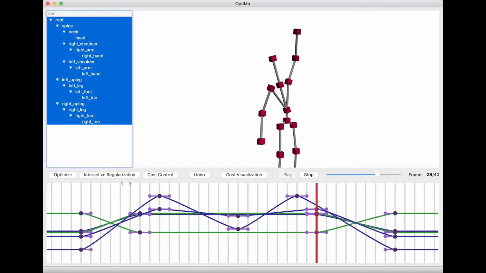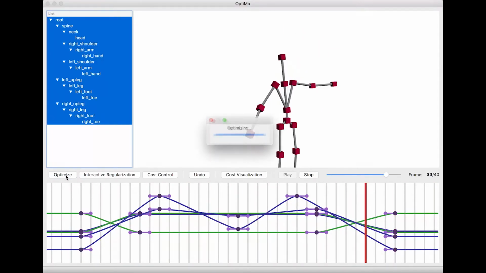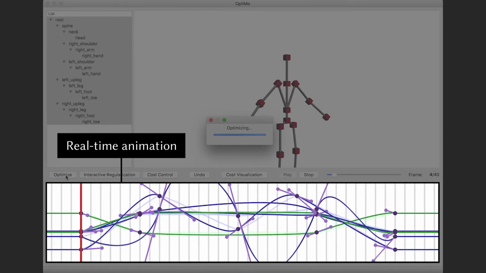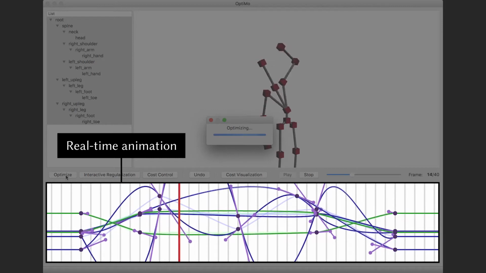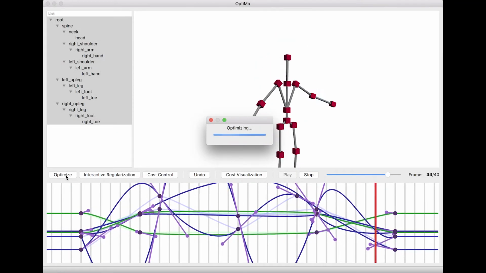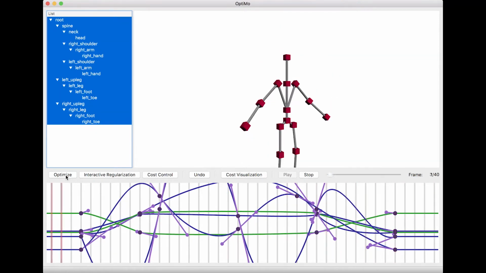The system visualizes the intermediate states of the optimization as a real-time animation. Animators can see how the optimization searches for the optimal motion. This helps animators understand the concept of optimization.